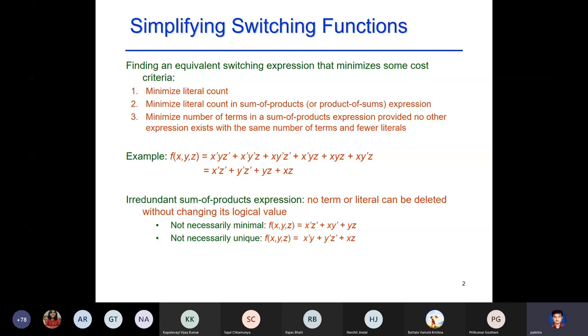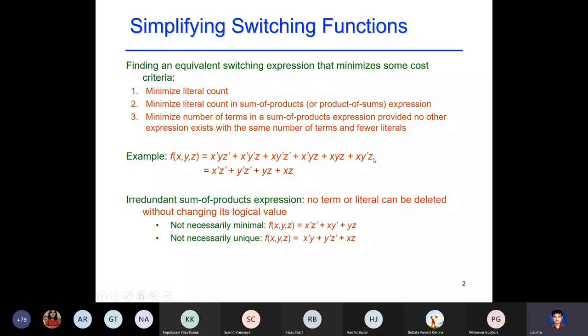Say for example, in this expression for this function, say if you drop xz, or let me take this. From this first expression to the second expression, you see you have dropped y, you have dropped x prime in the second term. So some of the terms you have dropped. Even dropping some of the terms does not change the logical value of the expression. It remains an equivalent expression.